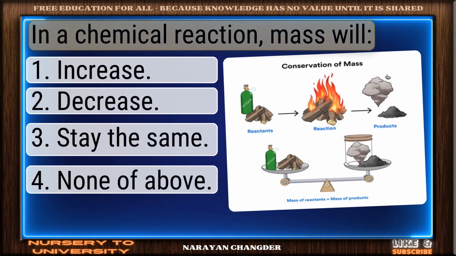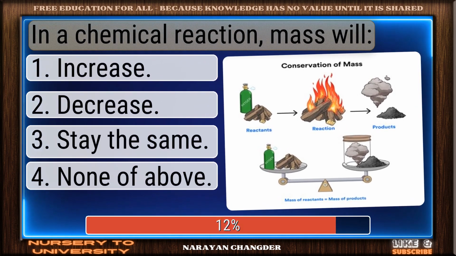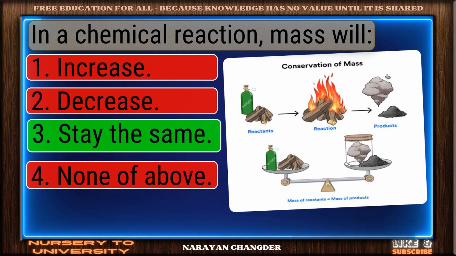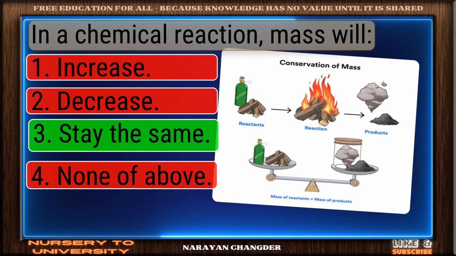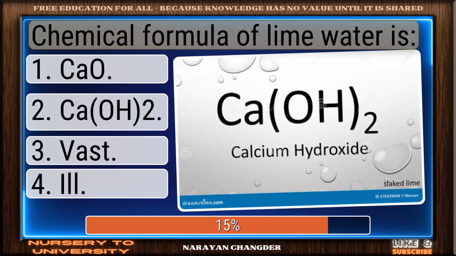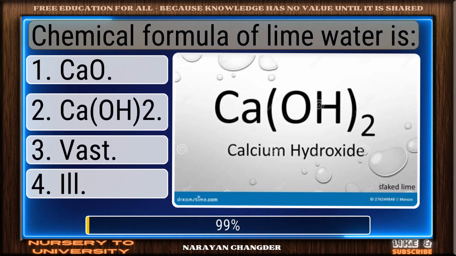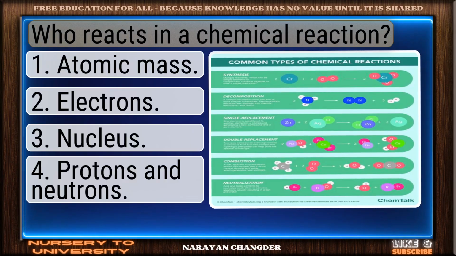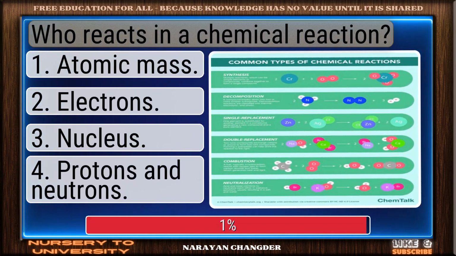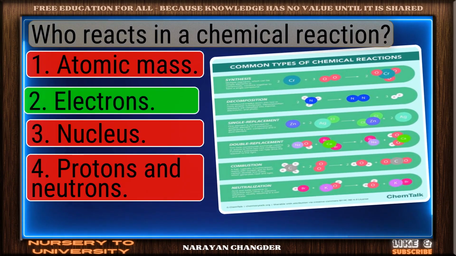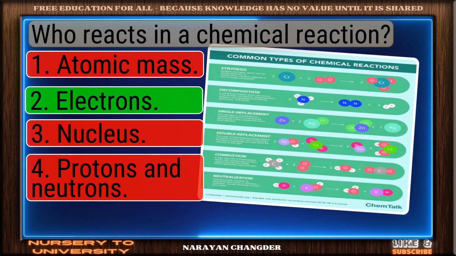In a chemical reaction, mass will. Excellent. Stay the same is a brilliant choice. Chemical formula of lime water is. Well reasoned. Ca(OH)2 is the correct choice. Who reacts in a chemical reaction? Solid response. Electrons is a valid choice.